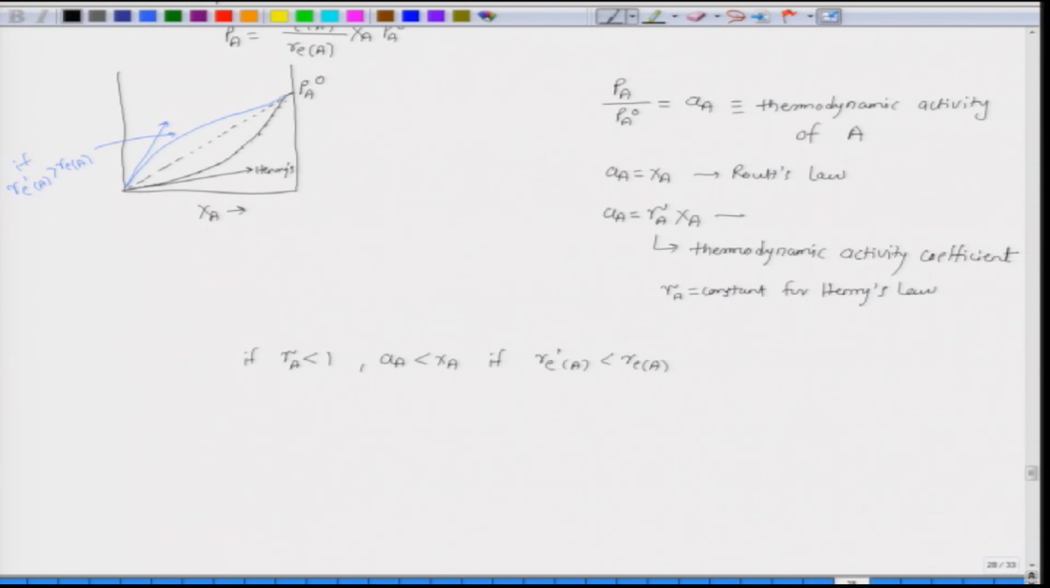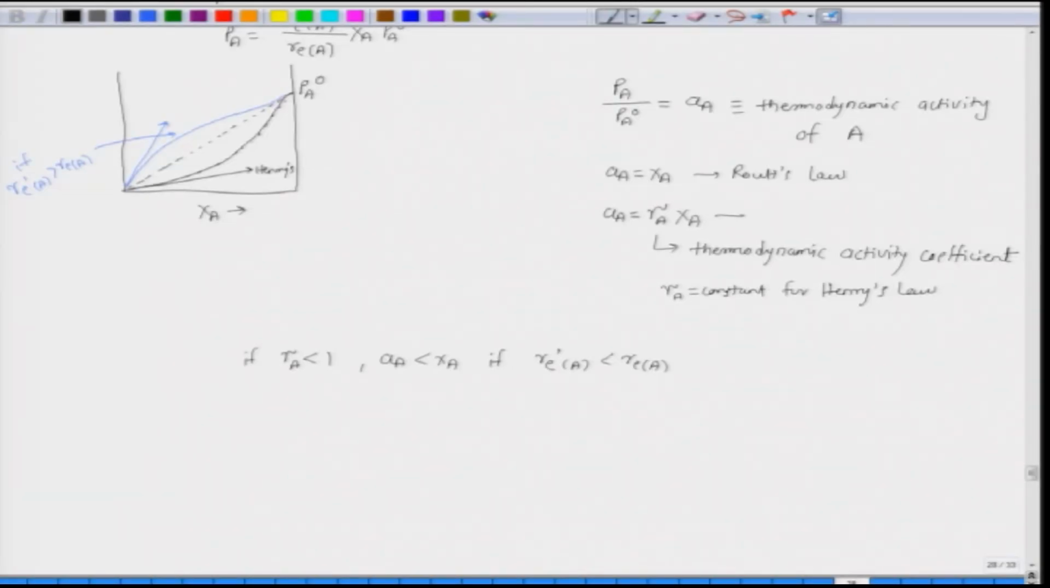So, the intrinsic rate of evaporation in solution is less than the intrinsic rate of evaporation in pure A, which means the intrinsic evaporation tendency of A is reduced when it goes from the pure state to the solution, right. So, what is evaporation? The atom is trying to escape from the solid, right. So, basically that defines the escaping tendency of the component, in this case A, right.